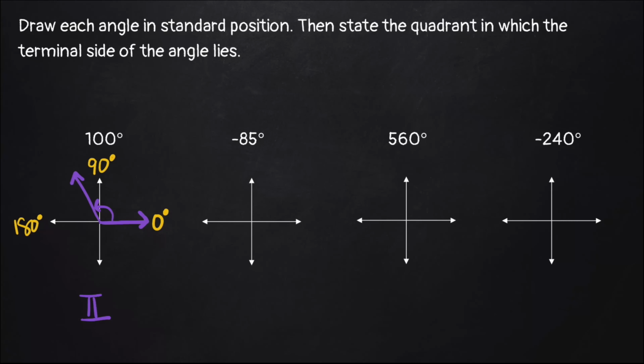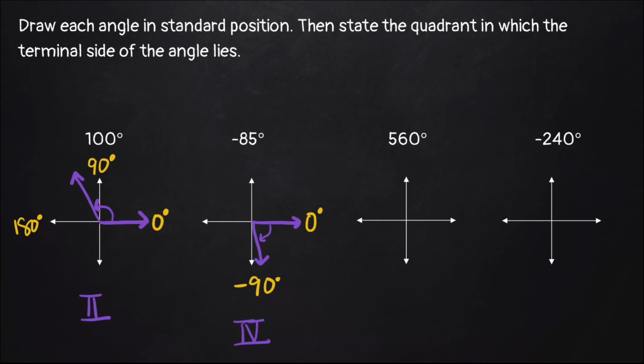So here you have negative 85. So we're always starting here at 0. But instead of counting up and around to 90, you need to count down and around to negative 90. And because negative 85 is a little short of negative 90, our terminal side would end up in quadrant number 4. Now your arrow of rotation is going to show that you are opening down and around to indicate that you're opening up in the negative direction.